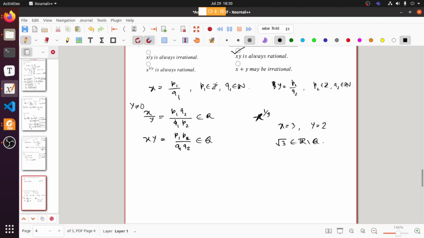The fourth one is saying that x plus y may be irrational. So let's check what happened. x plus y will be p1 by q1 plus p2 by q2. So you know, can this be an irrational number? It cannot be, right? Because this you can write as (p1 q2 plus p2 q1) by q1 q2, and this is again a rational number, right? Some integer by a natural number. So this cannot be an irrational number. So the fourth one is also false, right?